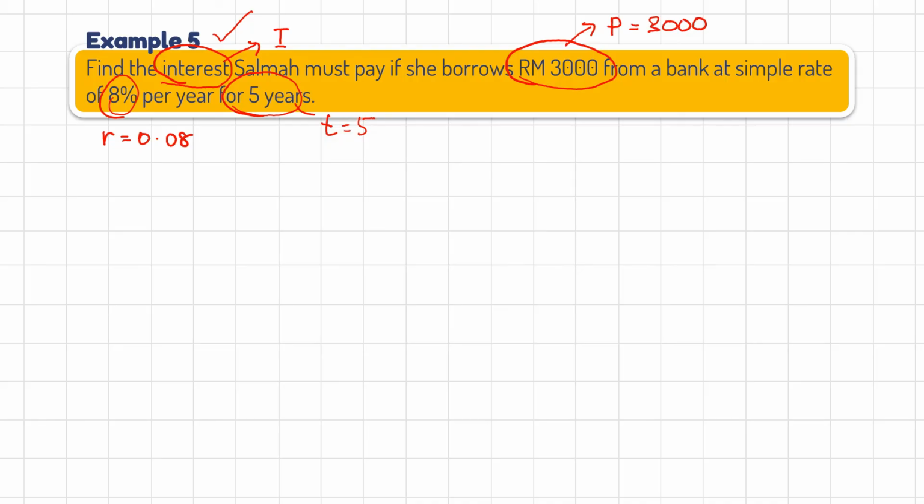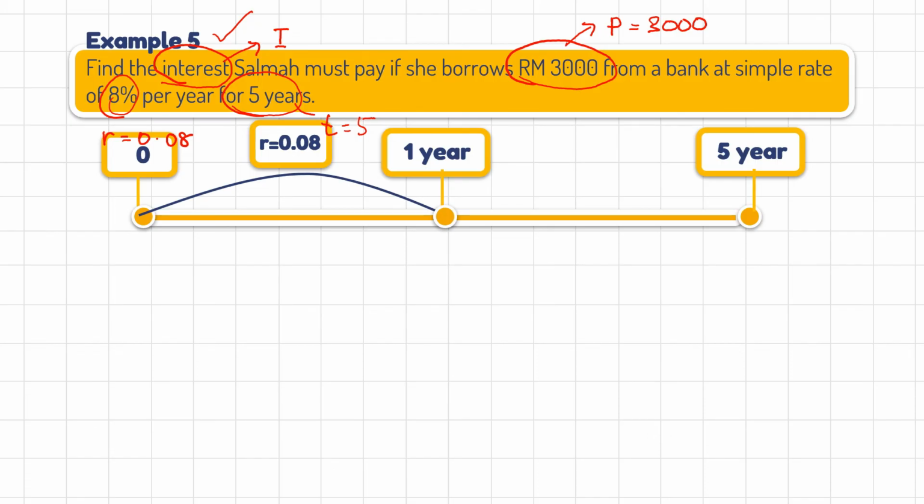Next, let's portray all the information on the timeline. Here we have 0, which is now or today, and then we have 1 year, and then we write 5 years because the given period is 5 years. So this is the simple timeline. Here we have only one loop since this is simple interest rate. The amount of interest is calculated based on the original principal only.